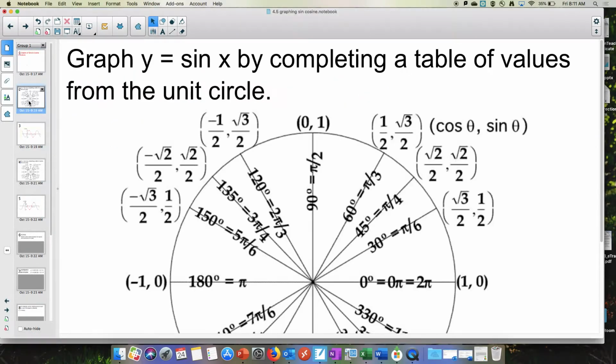Let's think about the unit circle. If I want to come up with y equals the sine of x, we input angles into the sine function, and our outputs will be ratios.